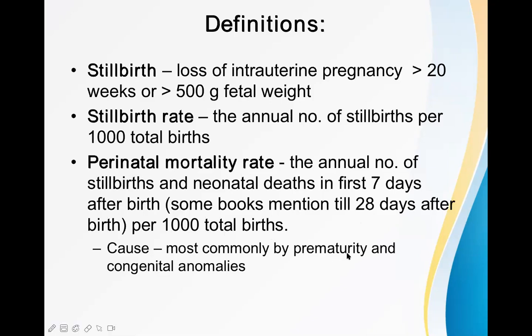Prematurity means the baby is delivered before 37 weeks. That is a very premature baby, not a well-formed baby, so of course there is a chance of a lot of complications. And some congenital anomalies are very lethal. They are a serious type of anomaly, and those babies cannot survive if they are present. So these are the two commonest causes of perinatal mortality.